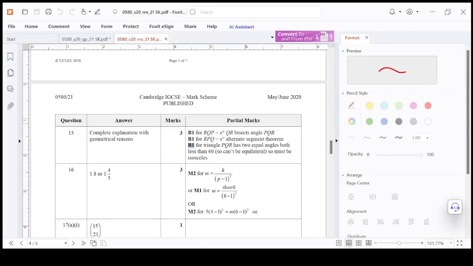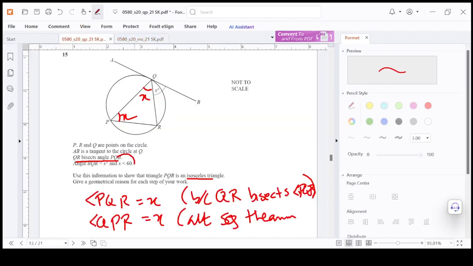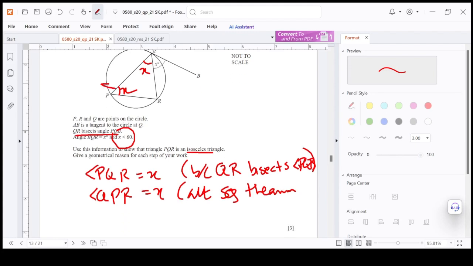So we are told that x is less than 60. If x is less than 60, this is less than 60, this is less than 60, then this can't be less than 60 either, because the three angles in a triangle sum up to 180. So let's say if this is 59 and this is 59, this can't be 59 because then they don't sum up to 180. It has to be a bigger value than 59 so that the sum of the three angles is 180. I might have said 150 earlier.